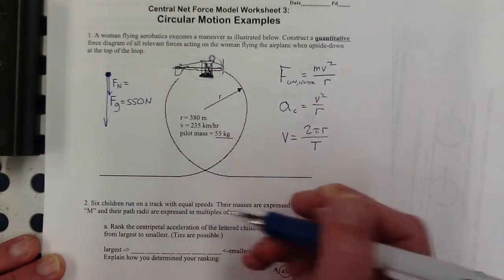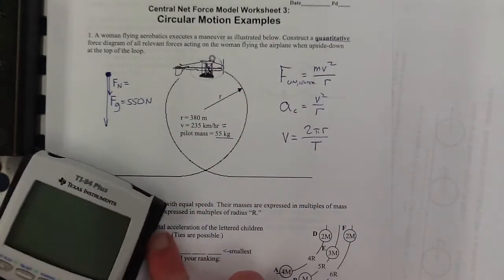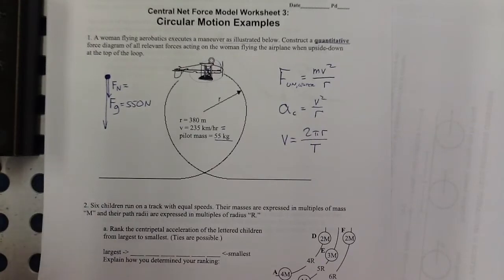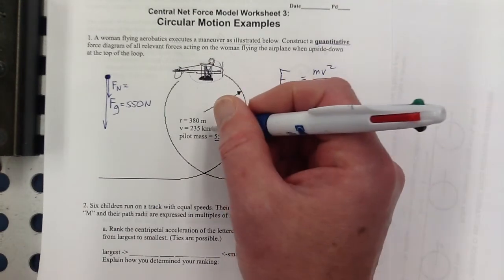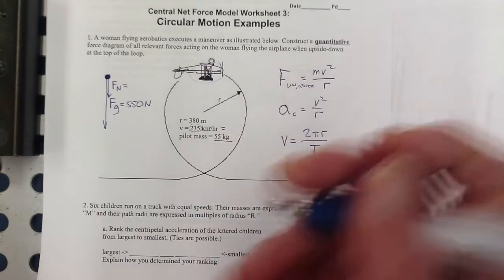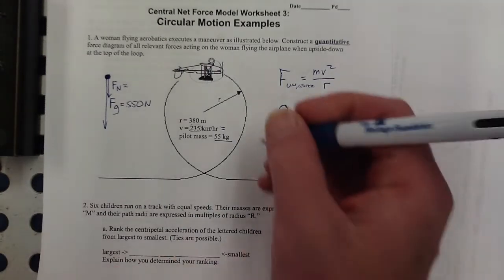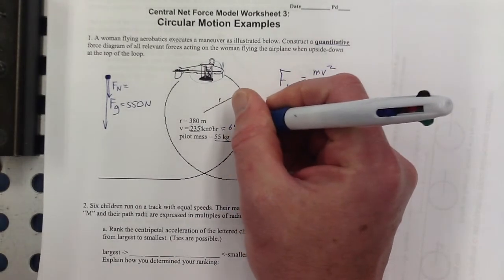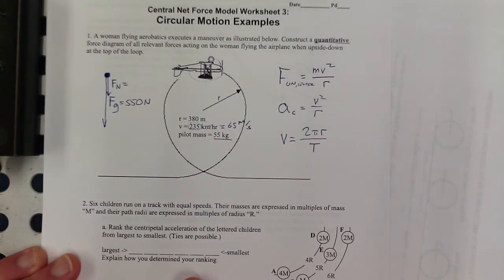So what we need to do is figure out, first of all, that's the wrong units for our speed. So I'm going to convert that to meters per second. Divide by 1,000, multiply by 1,000 to get it to be meters, and then divide by 3,600 to get it to be seconds. It's about 65 meters per second, and all my other units are good.